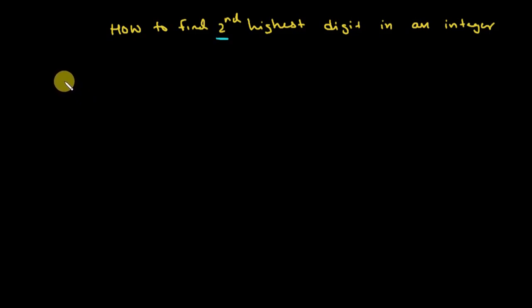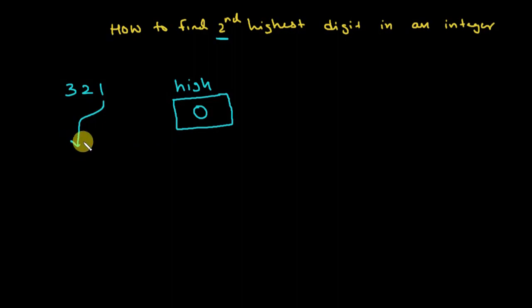I'll take an example like 3, 2, 1. This is my question, and somehow I get the digits. Let us consider I get 1 first. I'll make a variable called high and put the value 0 in it as the initial value. I take the 1 and compare it with the high value. If this value is greater than high, then I'll update the high value.